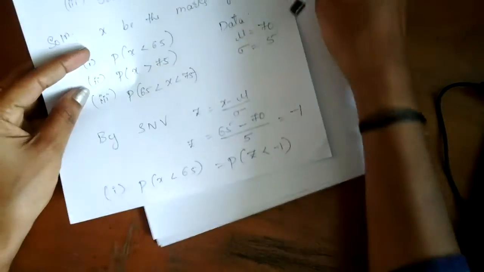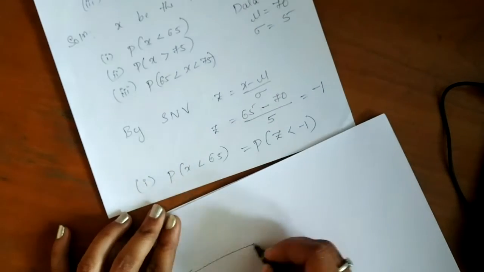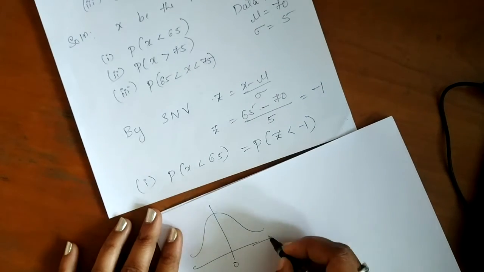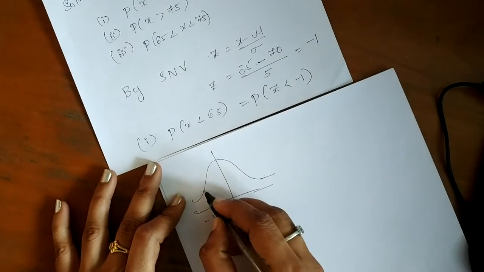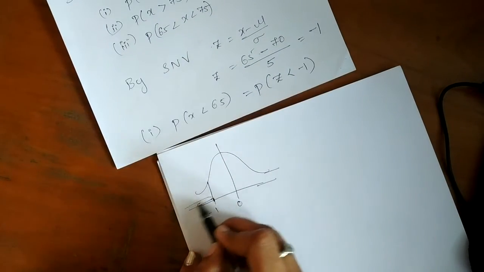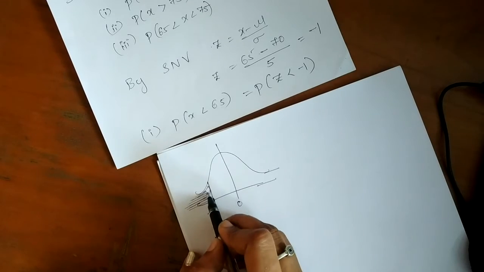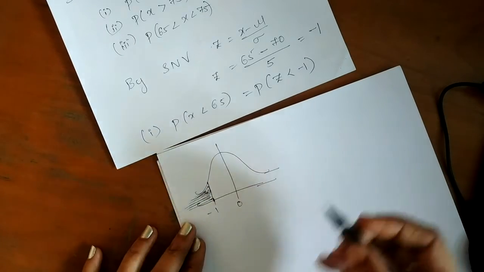Okay. Now let us simplify this by using the normal probability curve. Here it is 0. It is asking minus 1, so somewhere here is minus 1. Less than minus 1 it is asking. So this is the minus 1 line. Less than minus 1 means this side, the complete left side of this minus 1. The area under this curve you have to find. To find this area under this curve, what can you write this as?